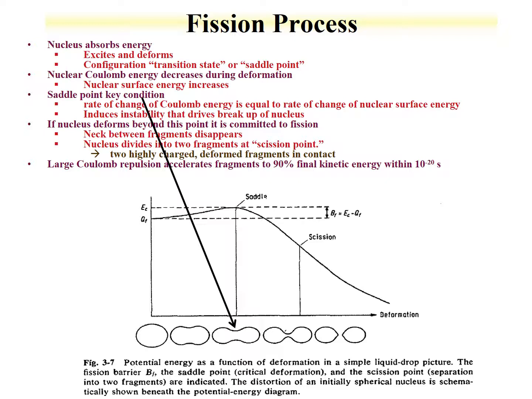And the rate of change of Coulomb energy is equal to the rate of change of nuclear surface energy at this point. And this induces that instability which drives the breakup of the nucleus. Beyond this point, we have fission. We have the scission point, where the nucleus divides into two fragments. The high charge in each fragment accelerates the particles away from each other, and we get about 90% of the final kinetic energy within a very short period of time, 10 to the minus 21 seconds.